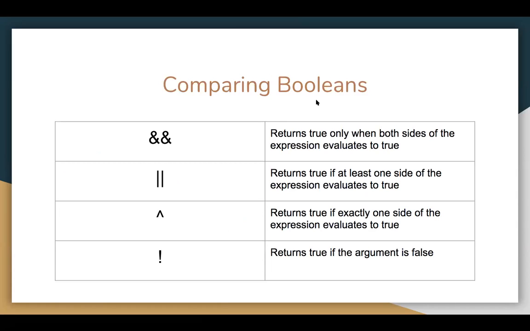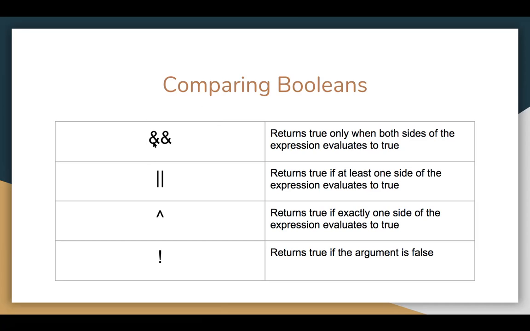So comparing Booleans. There are 2 types of comparing. One of them is only for comparing Booleans. One of them is only for comparing numbers. So we're going to go over the comparing Booleans part first.